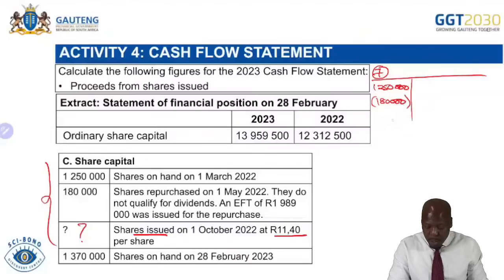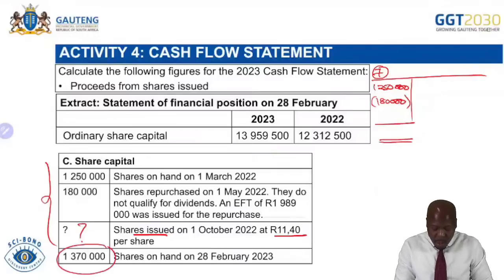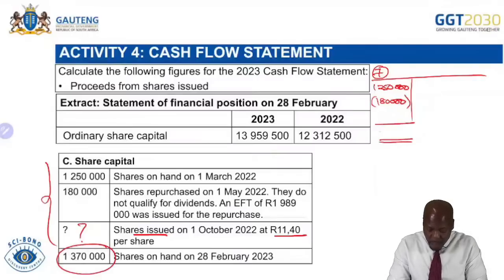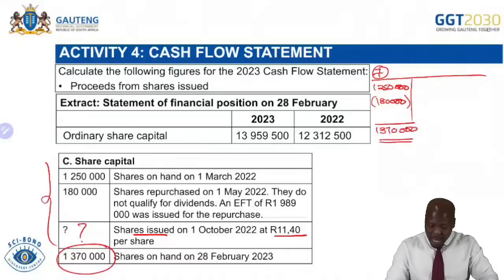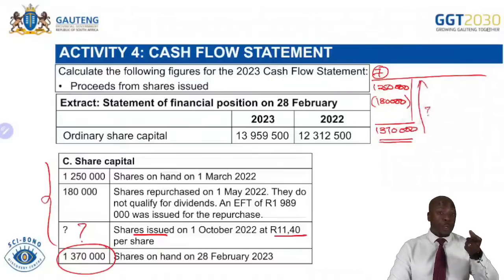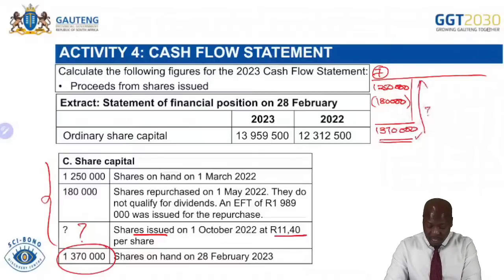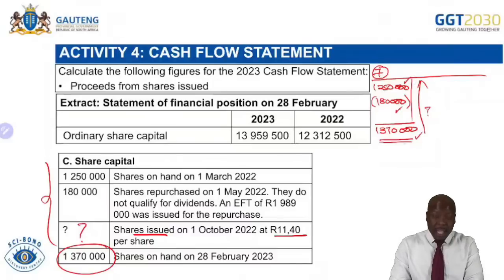And then we don't know how many shares we issued, but after that issue was done, at the end of the year, we had 1,370,000 shares. So it becomes easy then for you to get this number of shares that was issued here. You work from the bottom up. When you go up, you swap the signs, you change the signs. So you'll be saying 1,370,000 plus 180,000 minus 1,250,000. Then you get the number of shares.